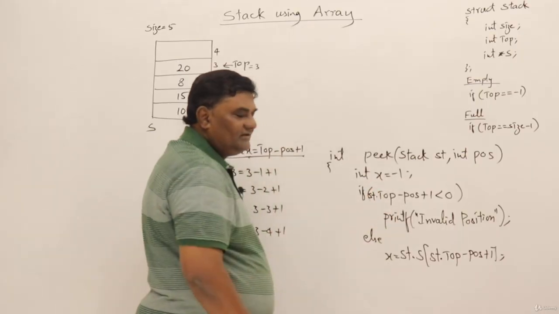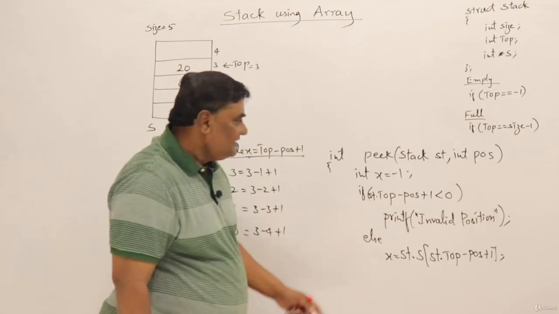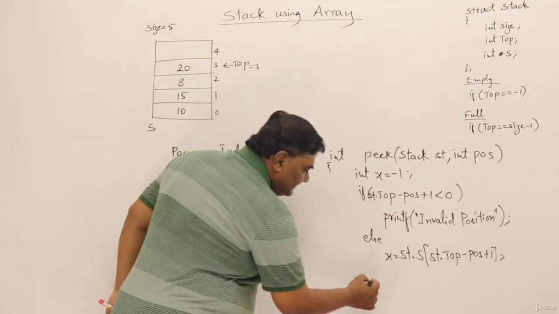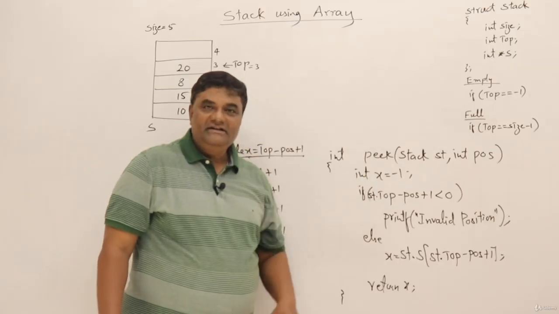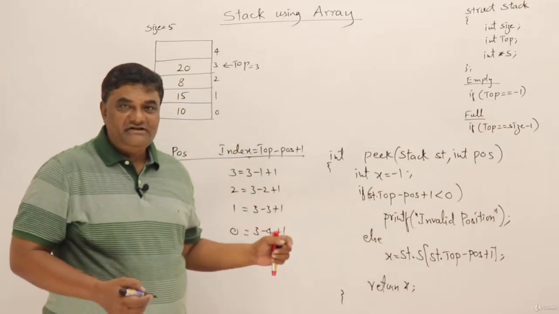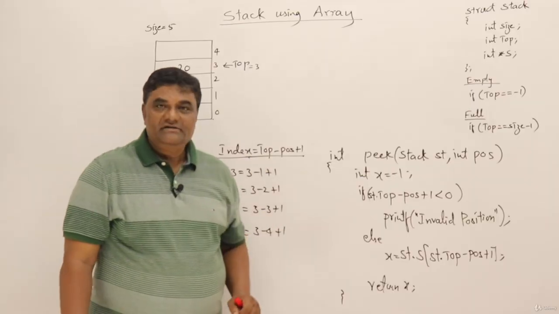So st dot. Now finally return the value that you have found. That is present in x. So return x. If the value is not found, an invalid index, then it will be returning -1. So if this function is returning -1, it means the value is not found. That's all with the peek.